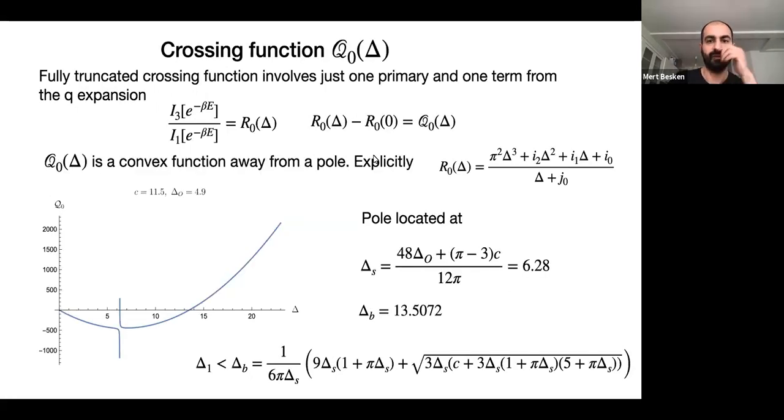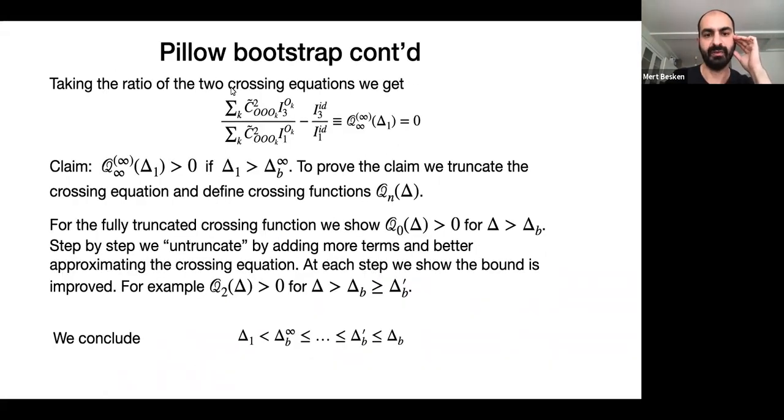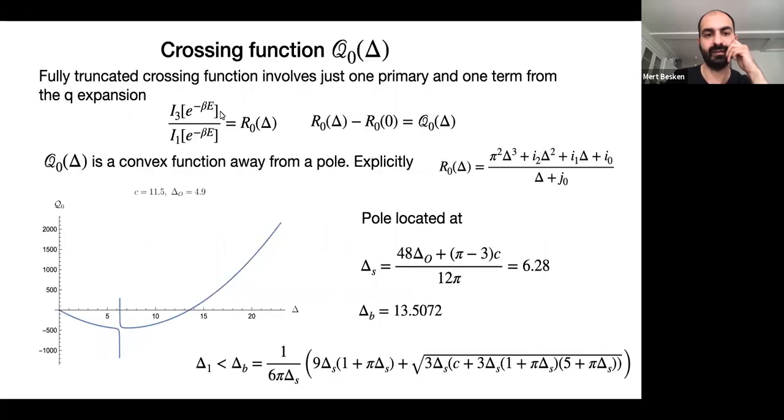So how does this go? Let's go to the fully truncated crossing function, which involves just one primary and one term from the Q expansion. So remember, this was the thing, and the crossing functional. Just picking one primary, these C's cancel, and we are left with this guy here. And here I'm writing the.